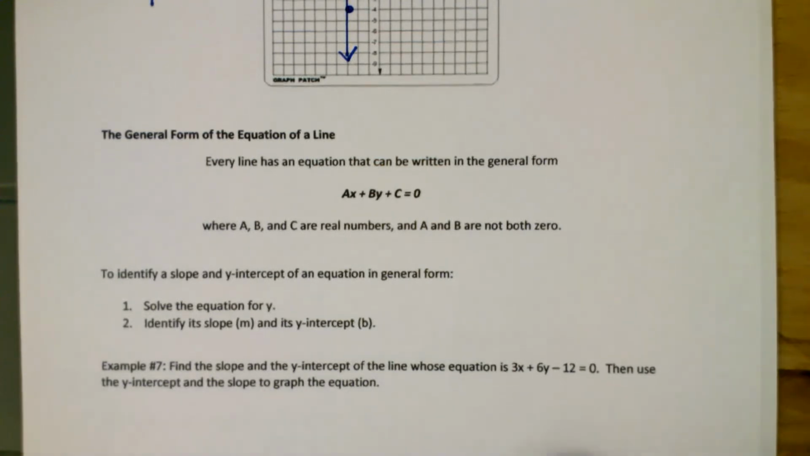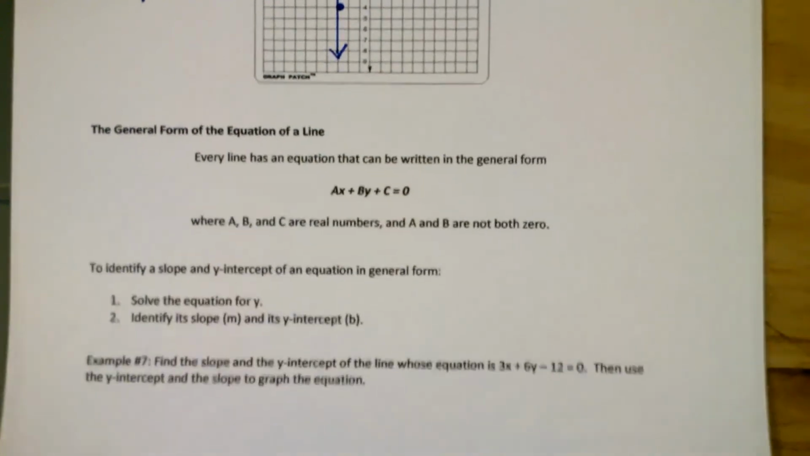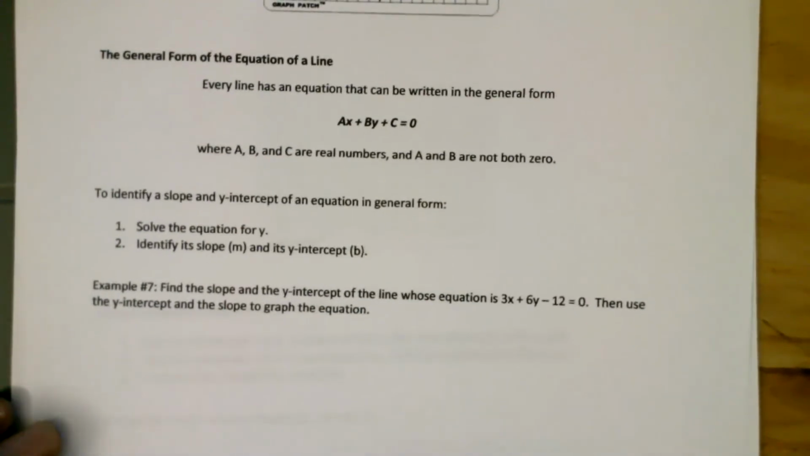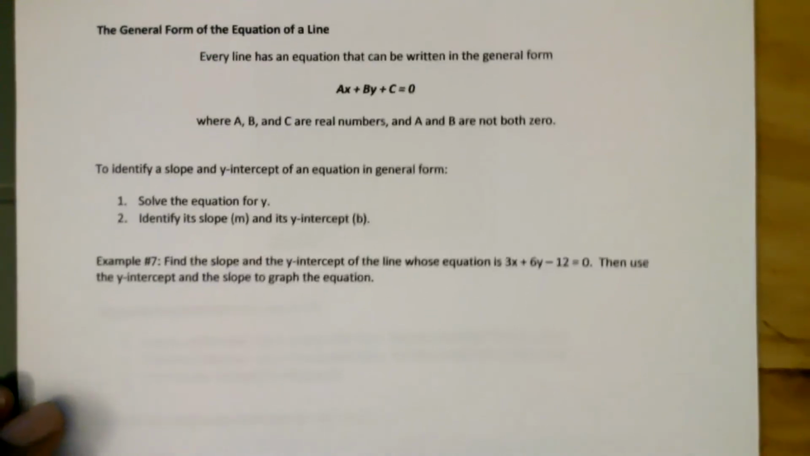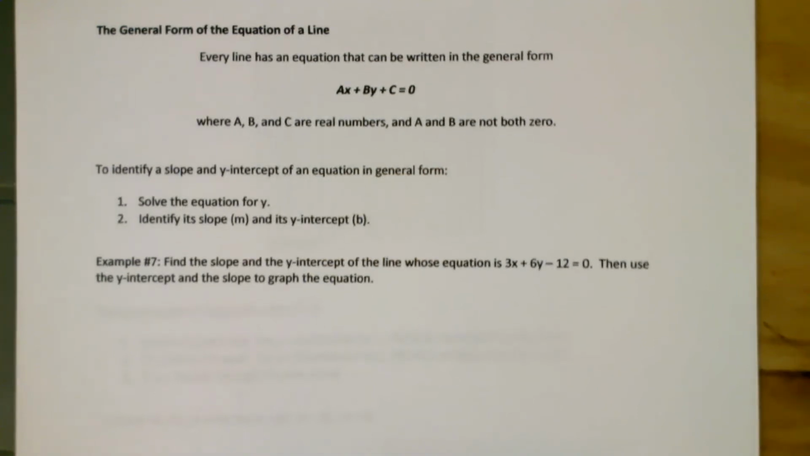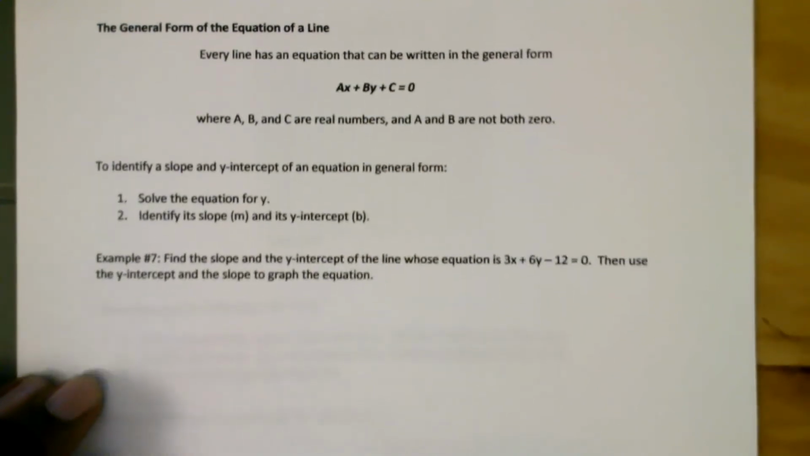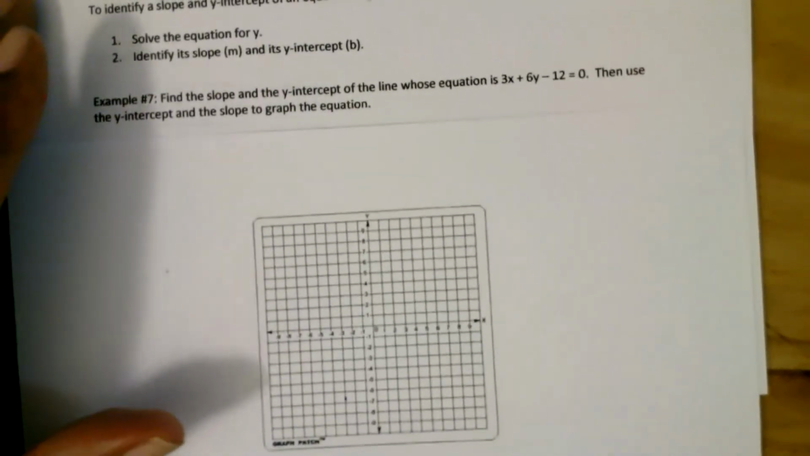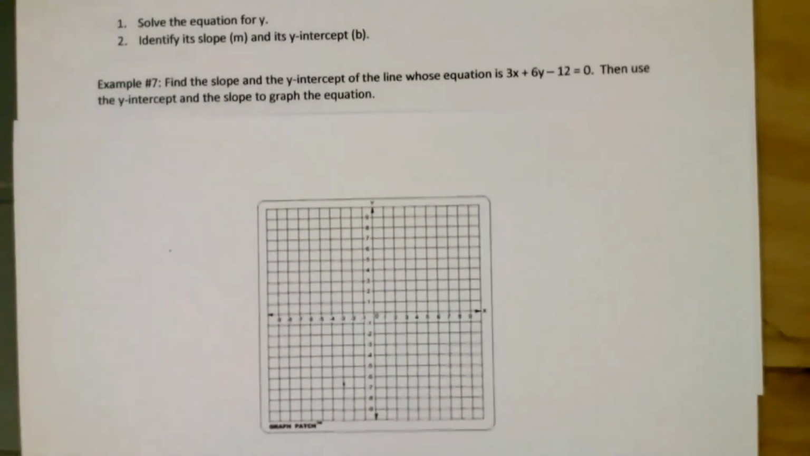Like in this example. Now here the graph is going to be on the next page. Here we want to find the slope and the y-intercept of the line whose equation is 3x plus 6y minus 12 equal to 0. Then use the y-intercept and the slope to graph the equation. Okay, so I'm going to do this on the next page here because here is the graph.